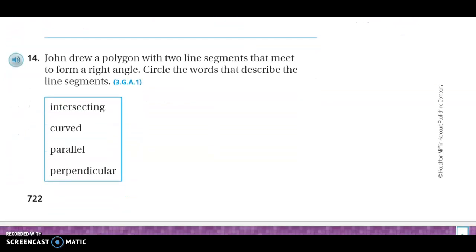And John drew a polygon with 2 line segments that met to form a right angle. Circle all the words that describe the line segments. They would be intersecting, because they touch. If they make a right angle, big fancy word down here called perpendicular. That makes a right angle. We'll learn about parallel and curved a little bit later in this chapter.